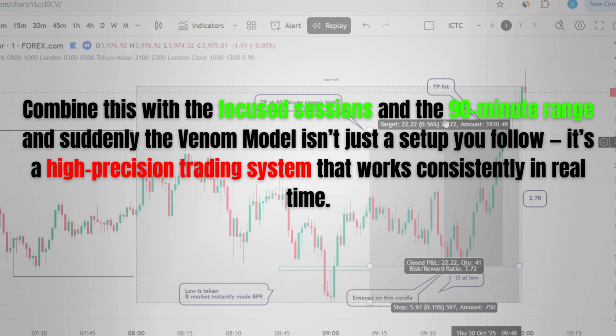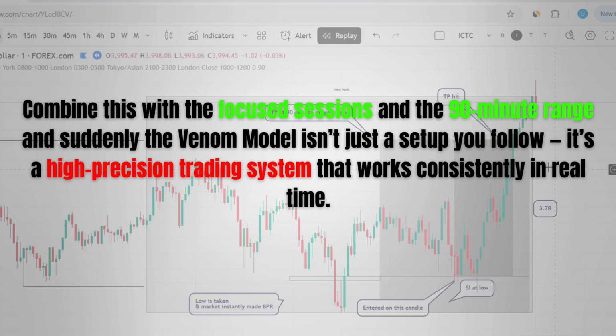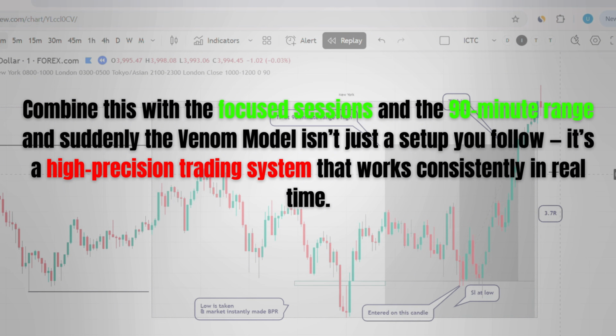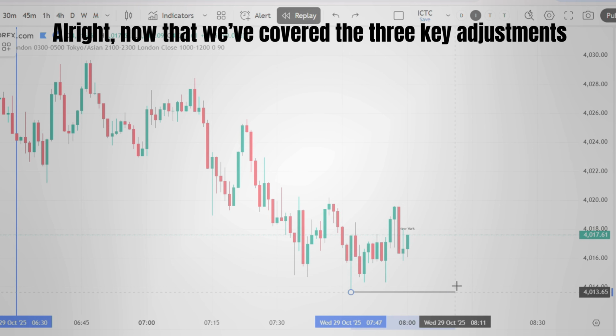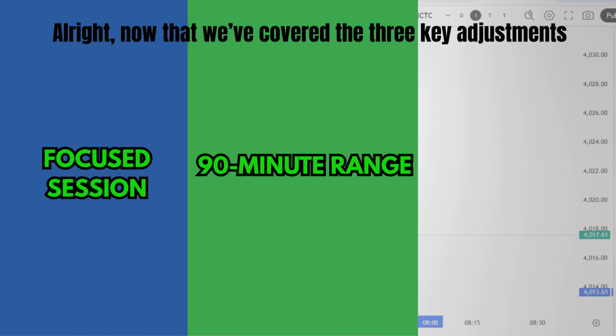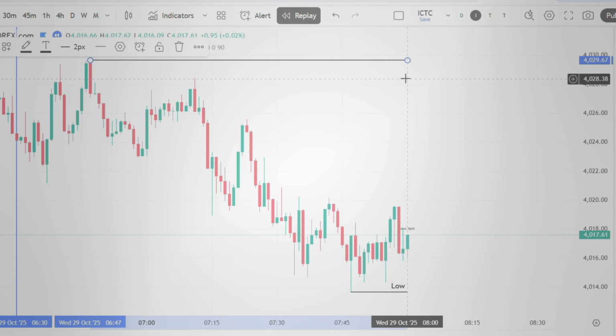Combine this with the focus sessions and the 90-minute range, and suddenly the Venom model isn't just a setup you follow. It's a high-precision trading system that works consistently in real time. All right, now that we've covered the 3 key adjustments, focused sessions, the 90-minute range, and instant BPR entries, let's see how it all comes together in a real trade on gold.